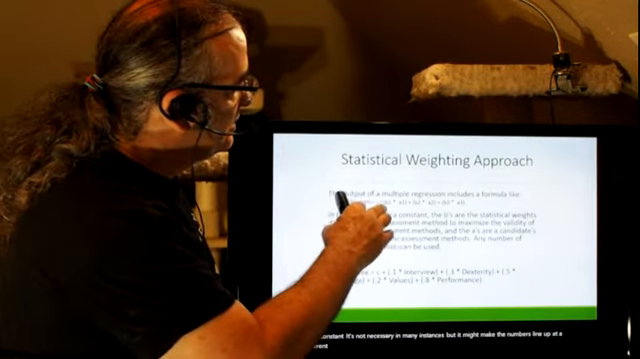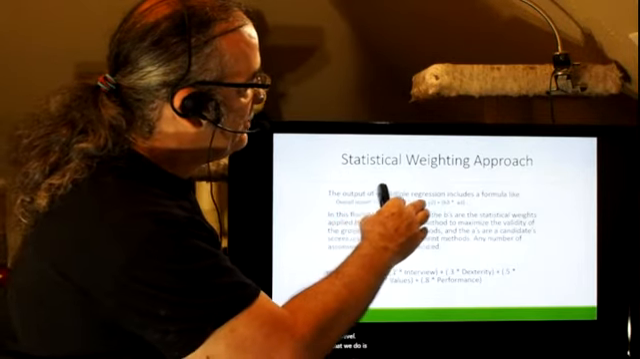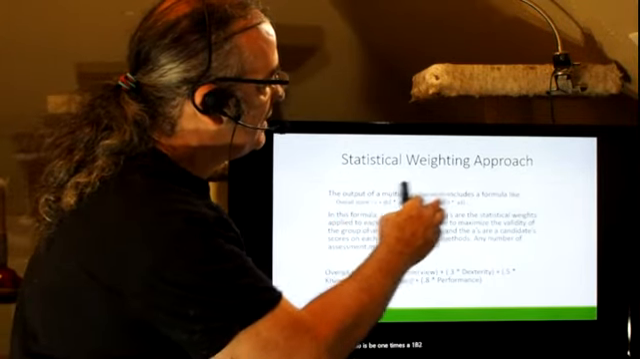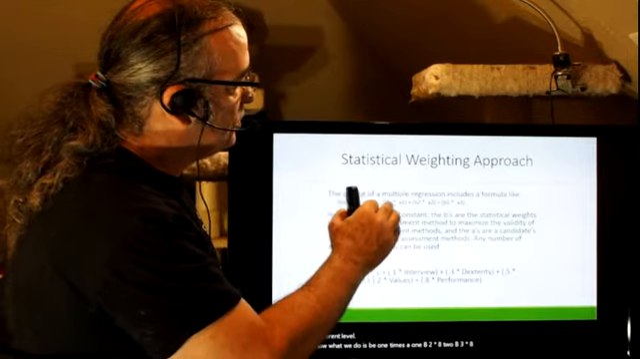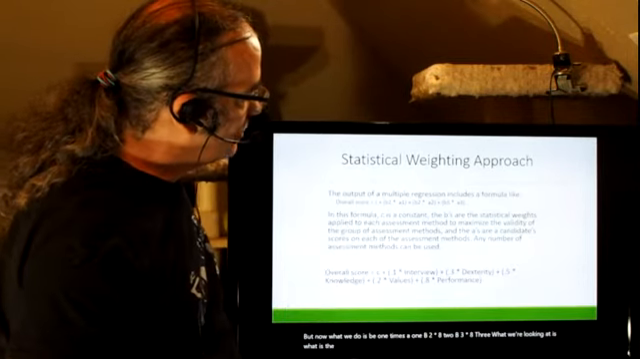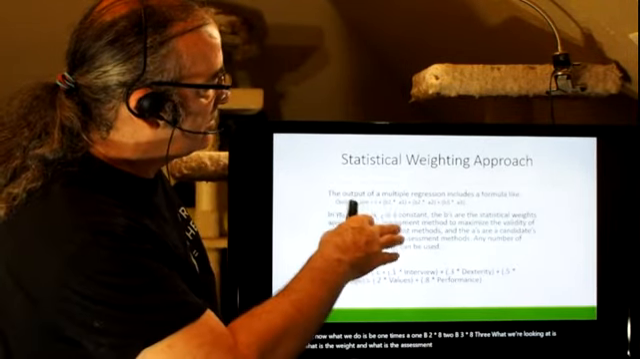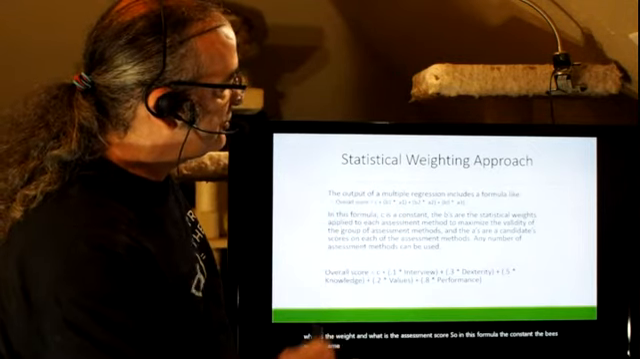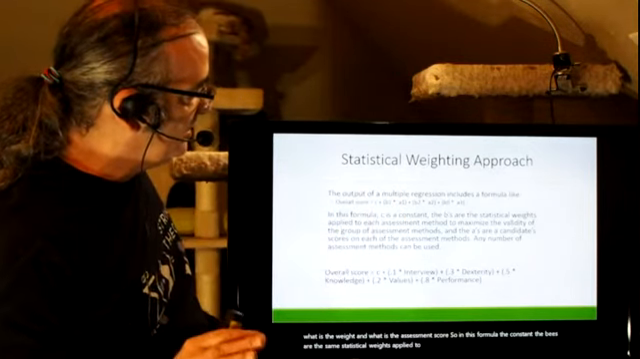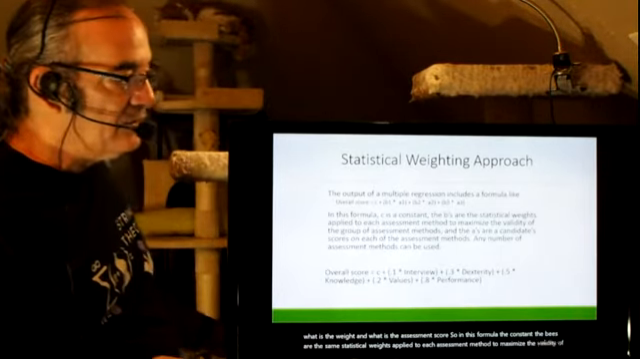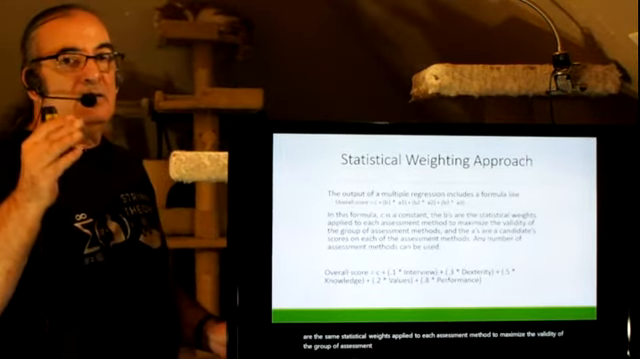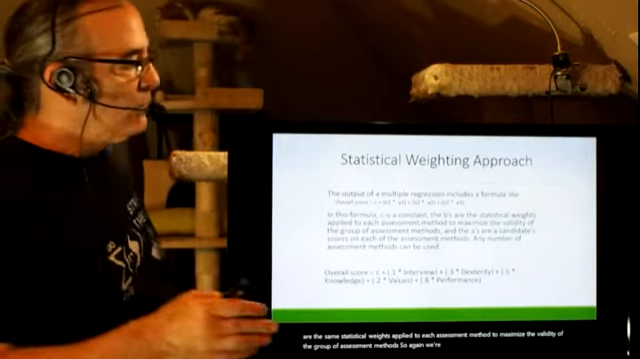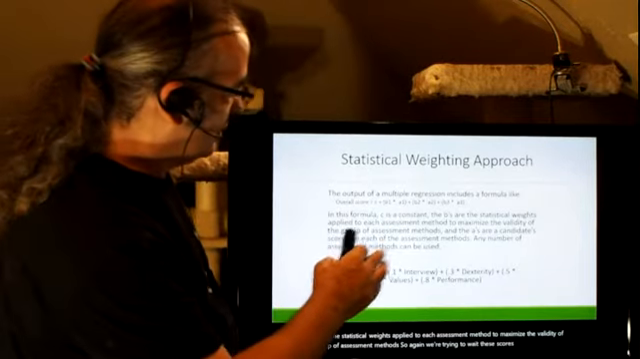But now what we do is B1 times A1, B2 times A2, B3 times A3. What we're looking at is what is the weight and what is the assessment score. So in this formula, the constant and the B's are the same statistical weights applied to each assessment method to maximize the validity of the group of assessment methods. So again, we're trying to weight these scores to better predict who will do a good job.